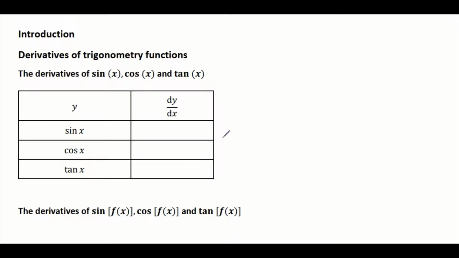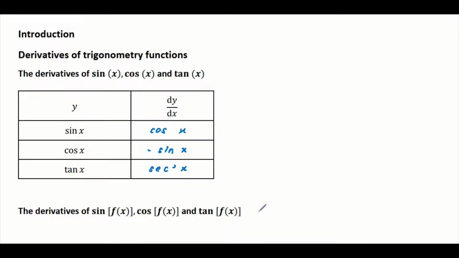Okay, so these are the formulas for the derivative of sine x, cos x, and tangent x, and these will be given in your exam as well. So don't worry about memorizing them. Let's start with the first one. If y equals sine x, when you differentiate sine x, you will get cos x. Second one, when you differentiate cos x, you are going to get negative sine x. The third one, when you differentiate tangent x, you are going to get secant squared x.